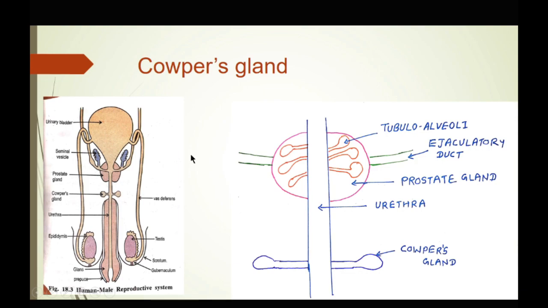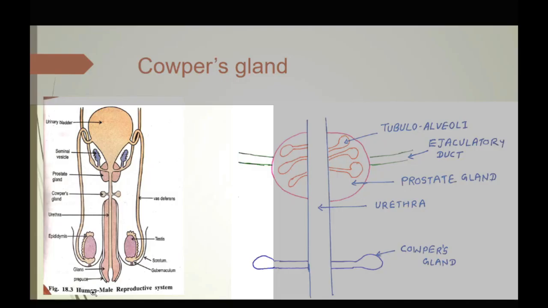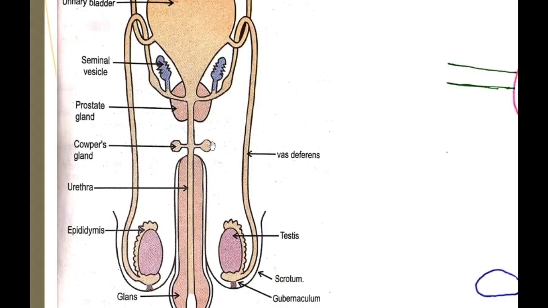Next, about the corpus gland. Over here you can see this is the one corpus gland, and this is the second corpus gland. You can see these are the bulbous, bulb-like structures. So these are called the corpus glands.